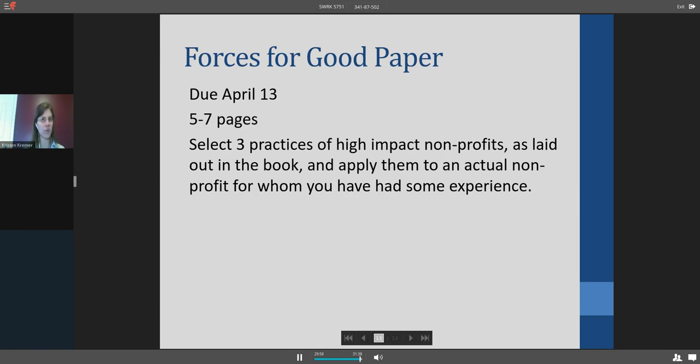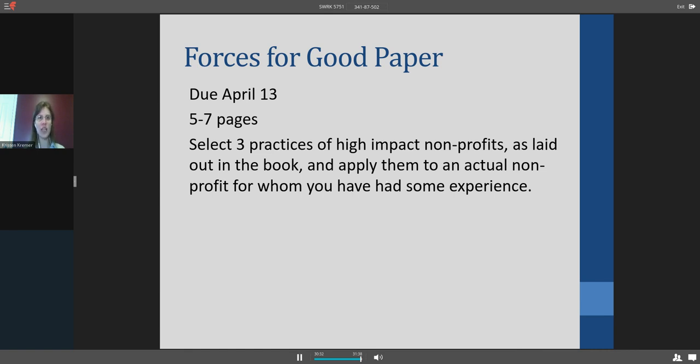So again, just a little reminder, Forces for Good paper. It's 5 to 7 pages, double spaced. Hopefully you've read the book by now. There's 6 practices of high impact nonprofits. You're going to be selecting 3 of those practices, so 3 of the 6 practices that the book discusses, and you're going to apply them to an actual nonprofit for whom you've had experience. So maybe that you volunteered, did an internship, or you were an employee at a nonprofit, and you're going to discuss different ways that the nonprofit did or did not carry out this practice.